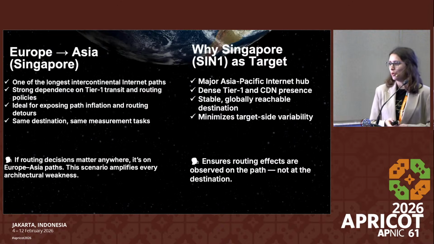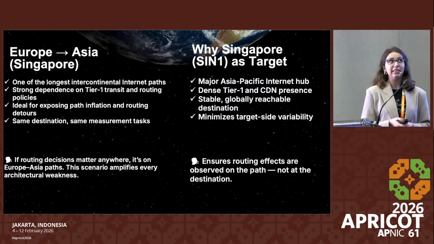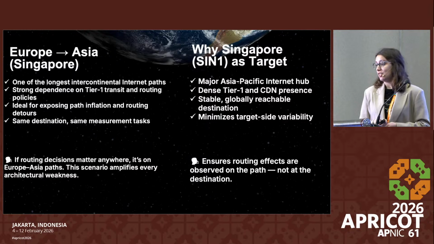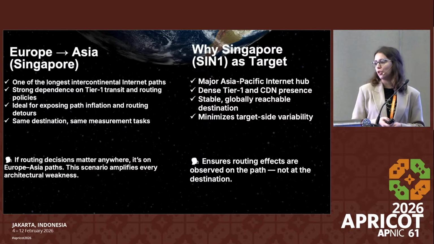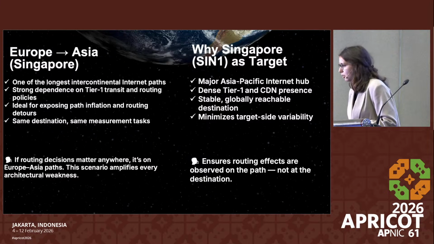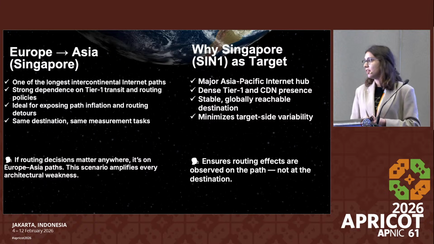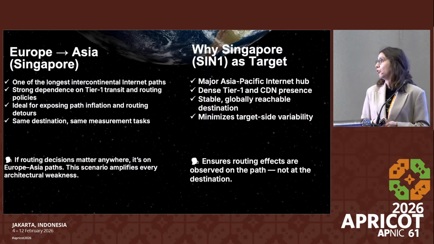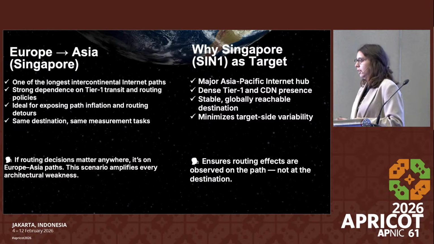Why Europe to Asia? Because this is one of the longest intercontinental internet paths. There is strong dependence on tier 1 transit and routing policies. It is ideal for exposing path inflation and routing detours. And why I chose Singapore, you probably ask yourself, because this is one of the major Asia-Pacific internet hubs. It has dense tier 1 and content delivery presence. And this is a really stable and globally reachable destination.